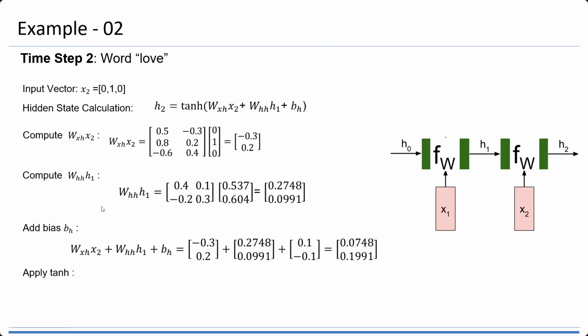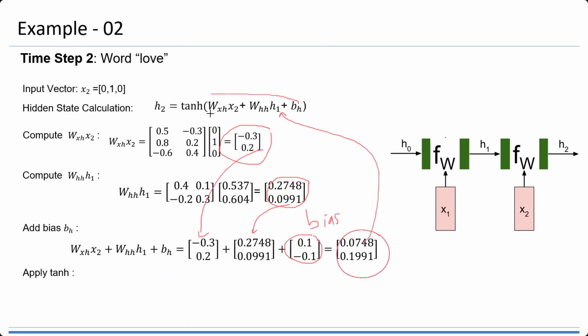We put in the bias, so this value is here, plus this one is here, plus the bias. Then we can get the result. This one is here. We use the tangent function.